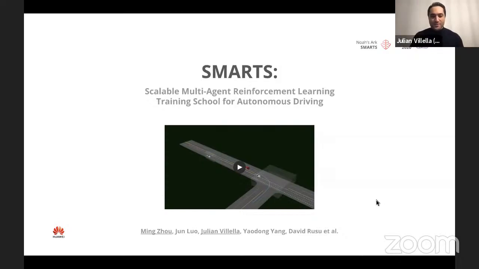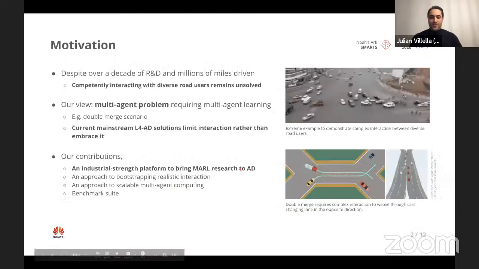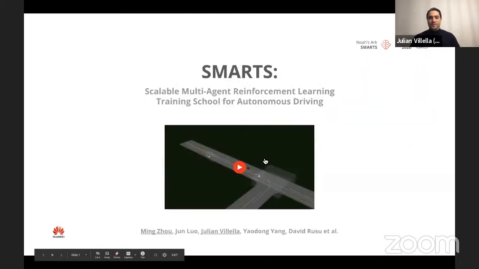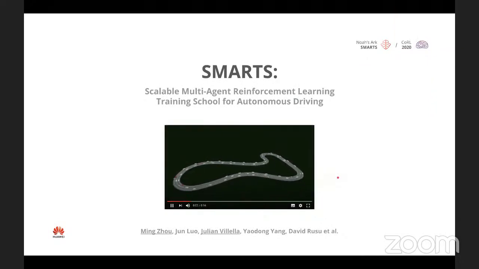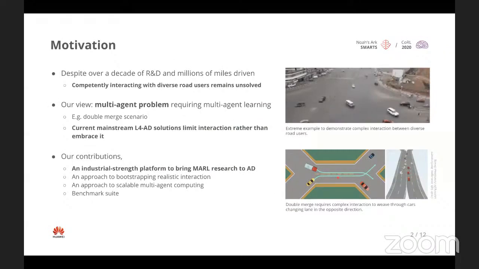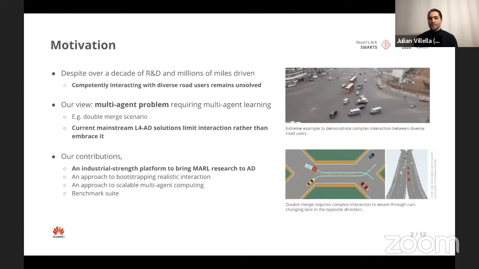Okay, thanks very much. So my name is Julian, and together with Ming, we're some of the co-authors on the paper SMARTS, which stands for Scalable Multi-Agent RL Training School for Autonomous Driving. So SMARTS is a simulation platform, but why are we building yet another simulation platform? Well, despite over a decade of R&D and millions of miles driven by autonomous vehicles, how to competently interact with diverse road users still remains an unsolved problem.